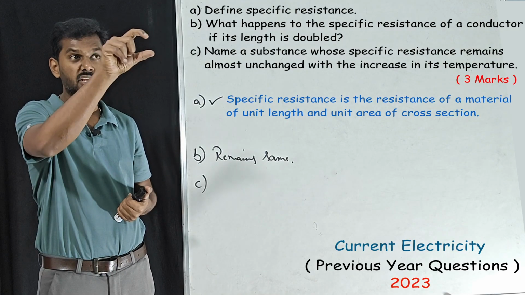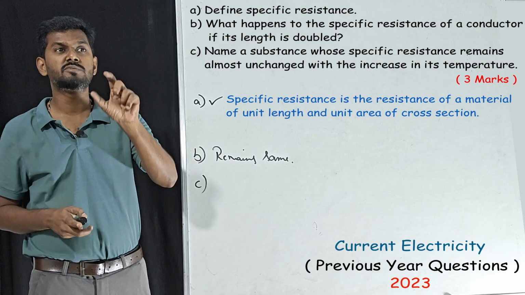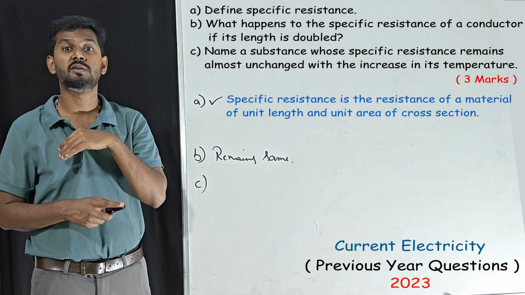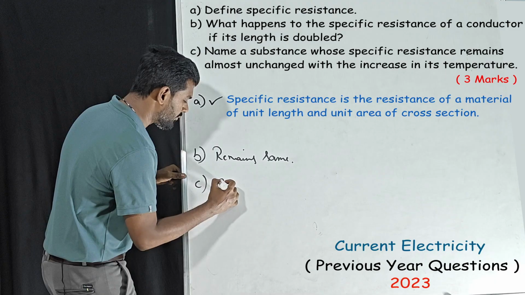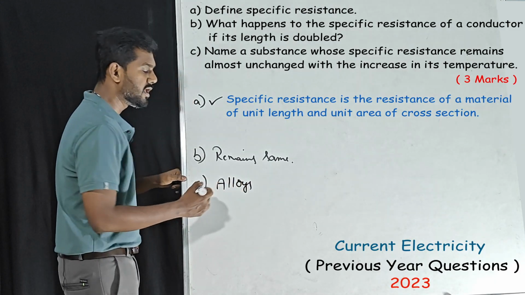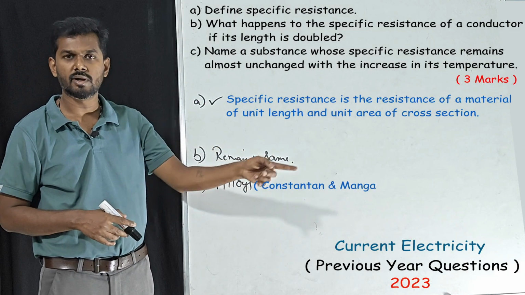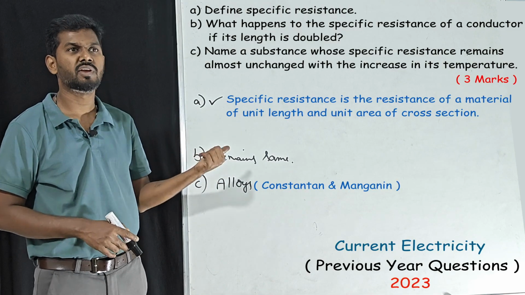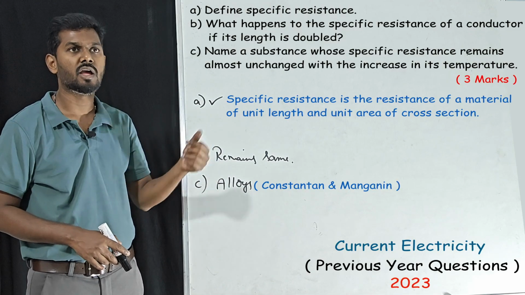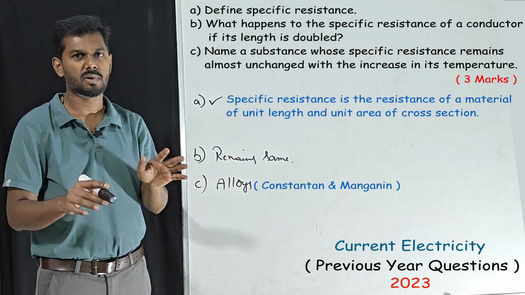But in this question, even though there is a change in temperature, name the substances whose specific resistance remains constant. So that is nothing but alloys. When it comes to alloys, there are two materials where even though the temperature increases, their specific resistance remains constant. Constantan and manganese. These are the two materials.